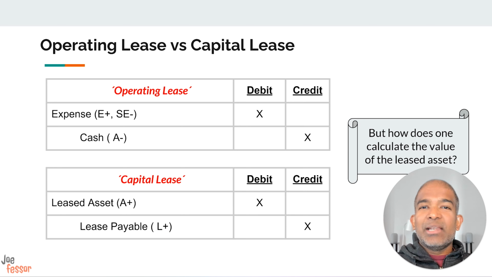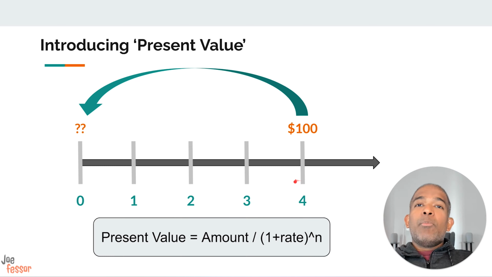Determining the value will involve a concept called present value, which we'll explore now in depth. Present value is a fundamental concept in finance that allows us to assess the value of future cash flows in today's terms. The idea behind present value is based on the principle that money available today is worth more than the same amount of money in the future. Why is that? This can be for a variety of reasons. First, for example, inflation. Over time, prices generally rise, so the same amount buys less in the future.